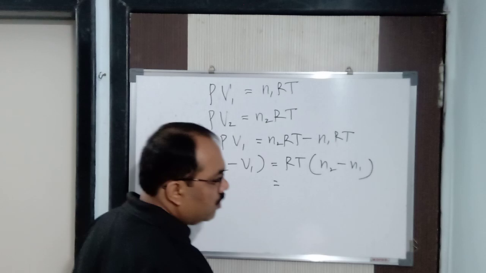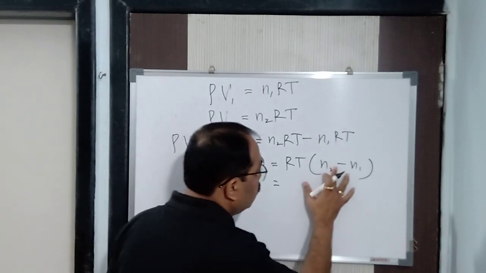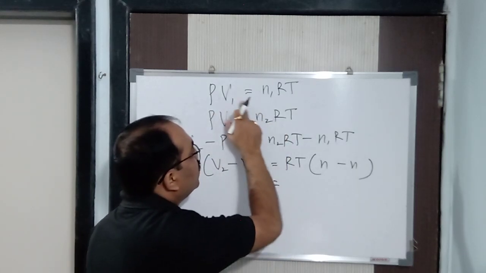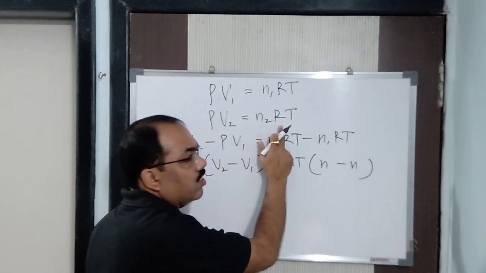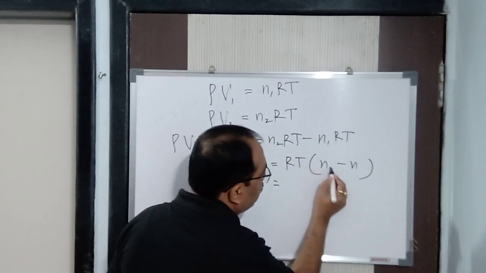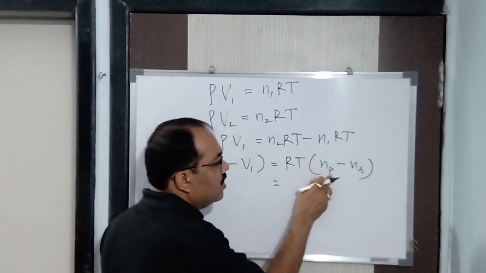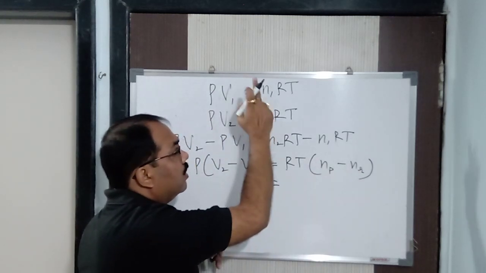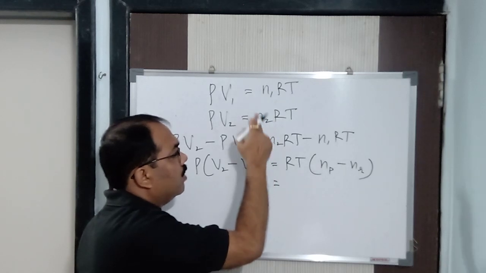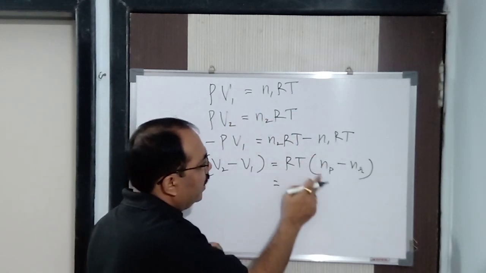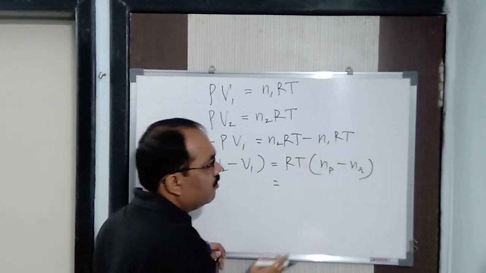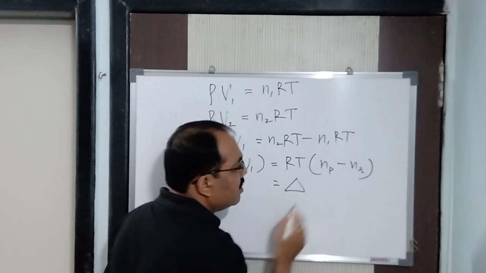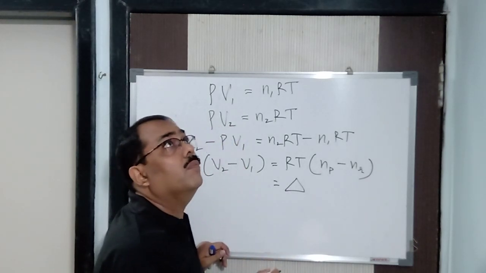Now for a particular reaction, this N2 is final and N1 is initial. That means N1 stands for the reactant and N2 stands for the product. So here I can write NP minus NR, where P is the product and R is the reactant. N1 is the number of moles for the reactant and N2 is the number of moles for the product. So instead of N2 I have written NP and instead of N1 I have written NR, number of moles of the product minus reactant. So NP minus NR is delta N, change in number of moles.